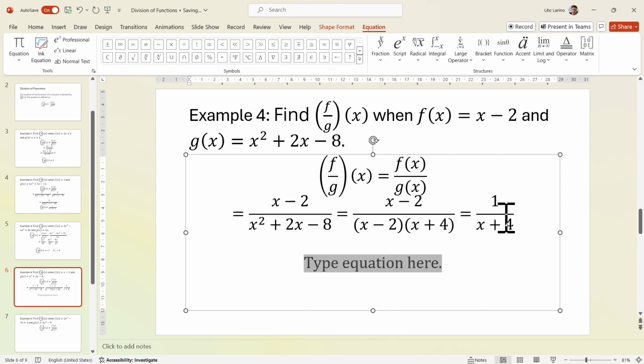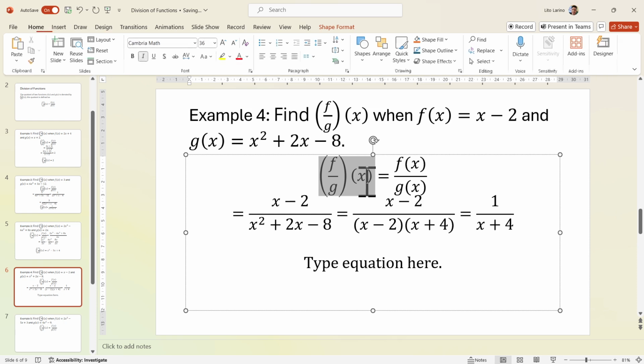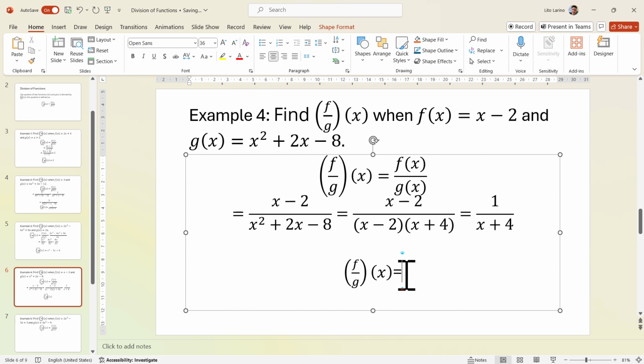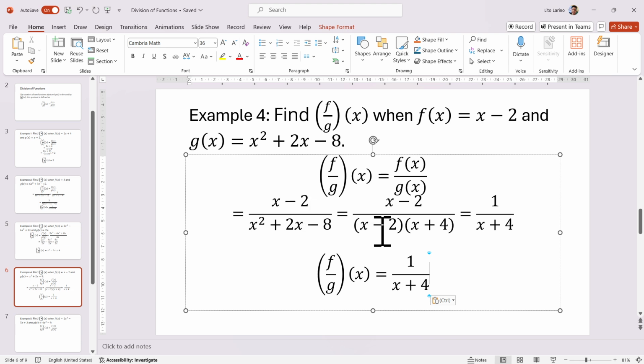Thus, we have the quotient f over g of x equal to 1 over x plus 4. What did we do? We factored out our denominator to see whether we can cancel out x minus 2. And yes, we are successful. We have canceled out x minus 2, and again, x minus 2 did not disappear, it is 1. We have a numerator 1 over x plus 4, which is the remaining factor of our denominator expression.